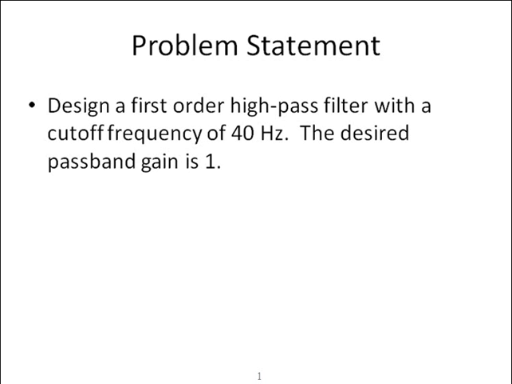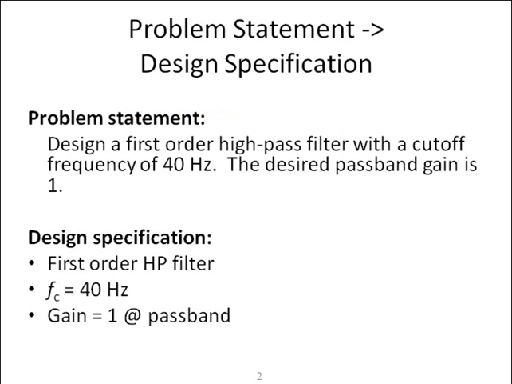The goal of this project is to design a first-order high-pass filter with certain cutoff frequency and passband gain. Translate the problem statement to design specifications. The cutoff frequency needs to be 40 Hz and the passband gain is 1.